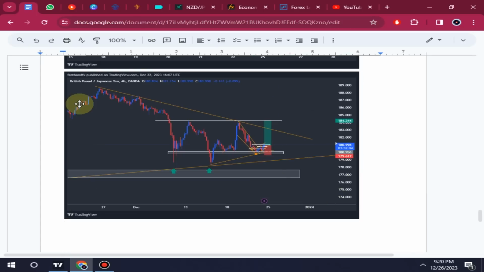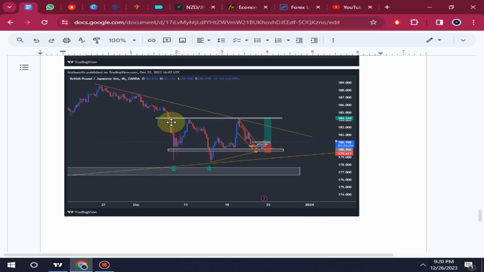Where's GBP JPY? British pound again. Yeah, this is it. I've deleted some of the drawings. So once again, 20 seconds, just zoom in, man. Zoom in, don't be afraid.